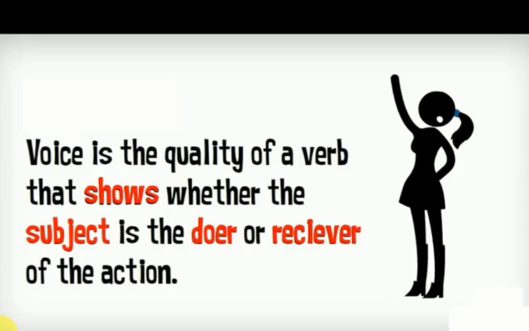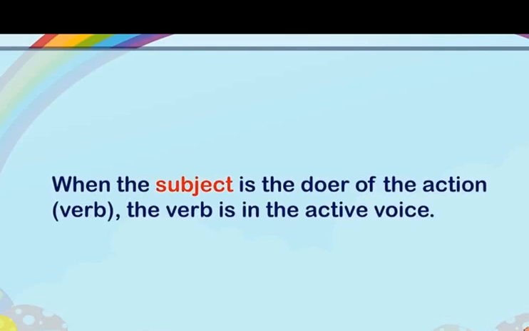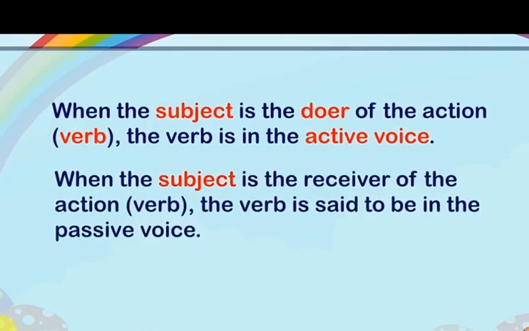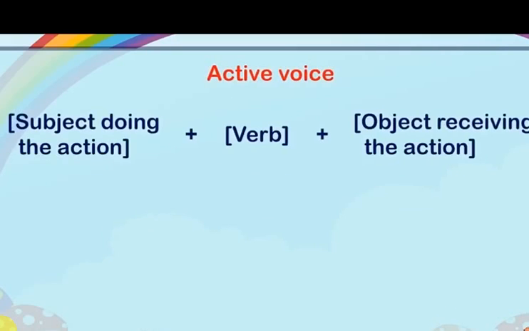Okay, then what are active and passive? When the subject is the doer of the action, that is the verb, the verb is in the active voice. And when the subject is the receiver of the action, the verb is said to be in the passive voice. Okay, a simple sentence has the following structure in active voice: subject doing the action plus verb plus object receiving the action.